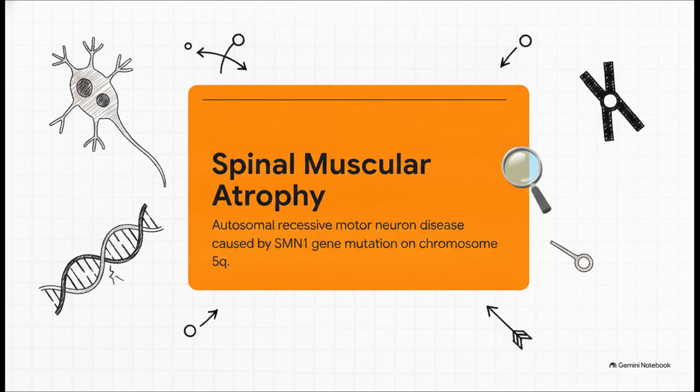Now, this genetic defect leads directly to the degeneration of the anterior horn cells in the spinal cord, and that's what gives us those severe lower motor neuron signs. Keep those anterior horn cells in mind, okay? Because they literally explain almost every single physical symptom we're about to look at.